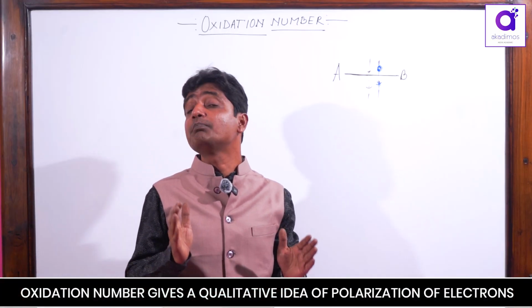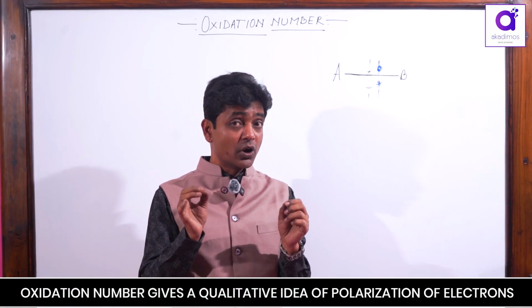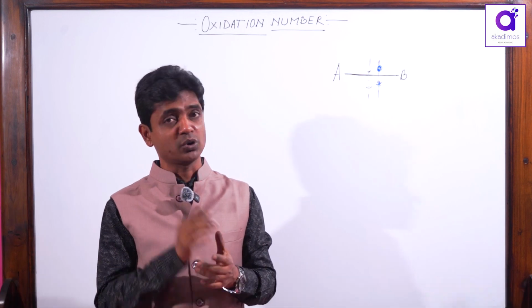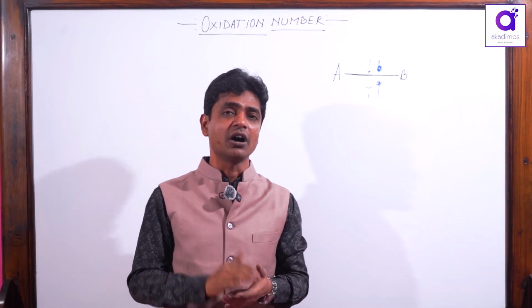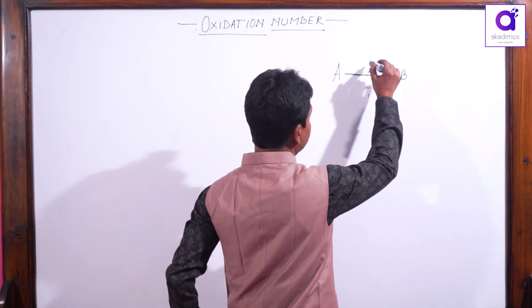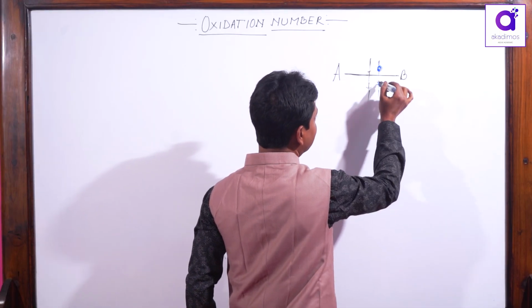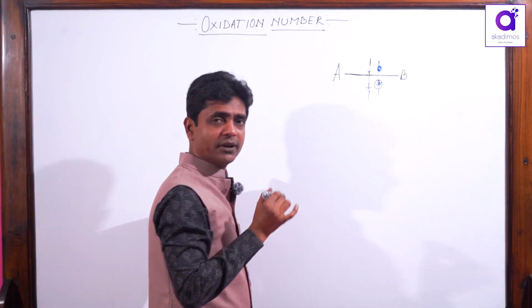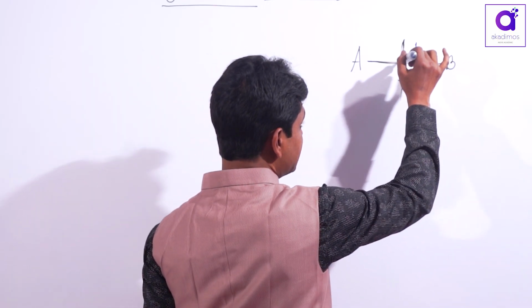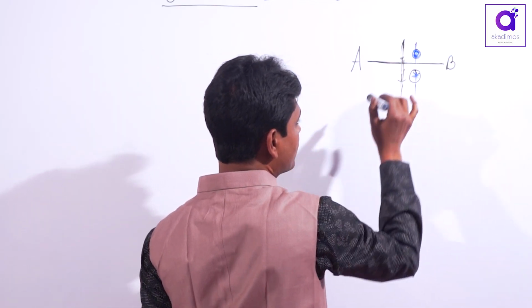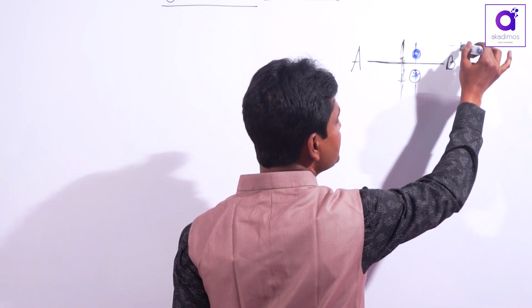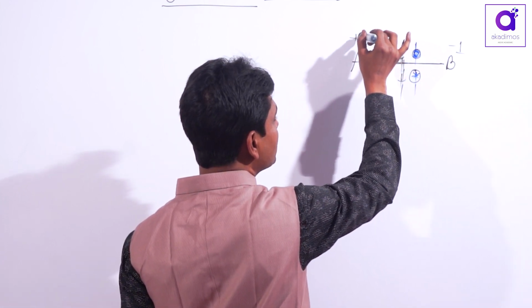Actually, oxidation number will give a qualitative idea of polarization of electron. Focus on the term: qualitative idea of polarization of electron. See how. This is the middle. An electron of B goes towards B, it has no problem. But the electron of A also goes towards B. Since this electron of A crosses the middle boundary, one electron crosses, that's why B gets -1, and A will get +1 oxidation number.